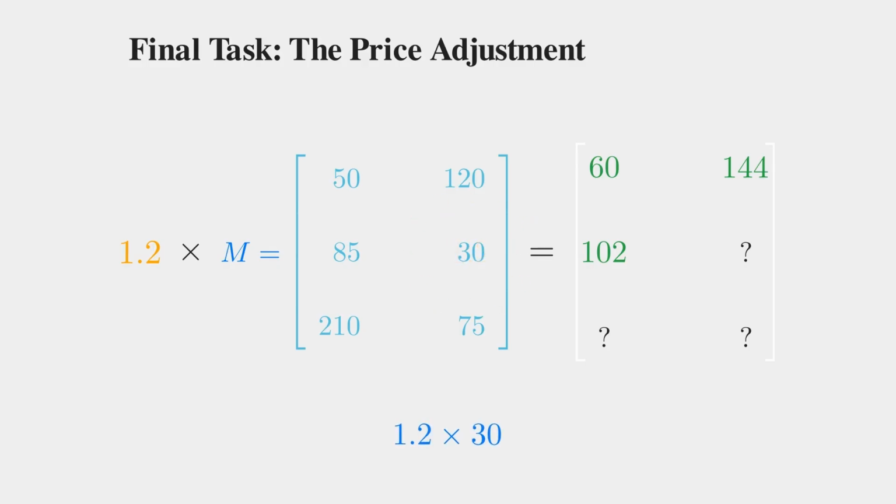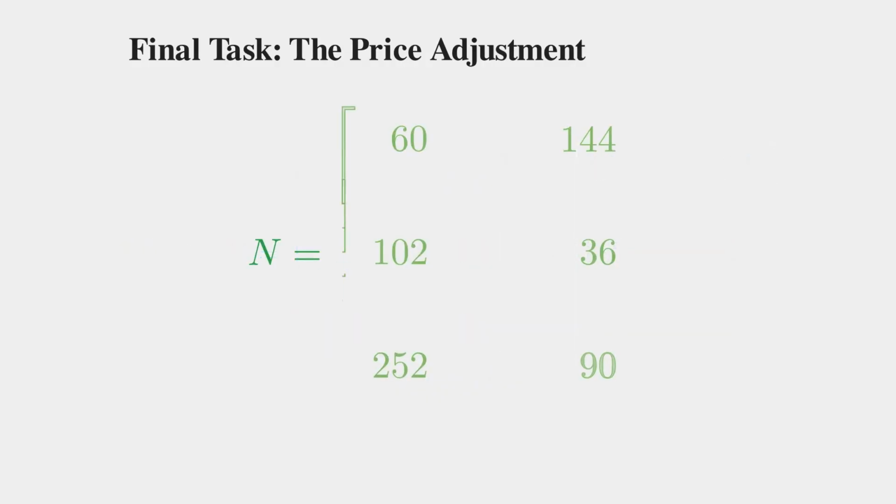And for the last row, 1.2 times 210 is 252, and 1.2 times 75 is 90. And there we have it, our adjusted cost matrix.